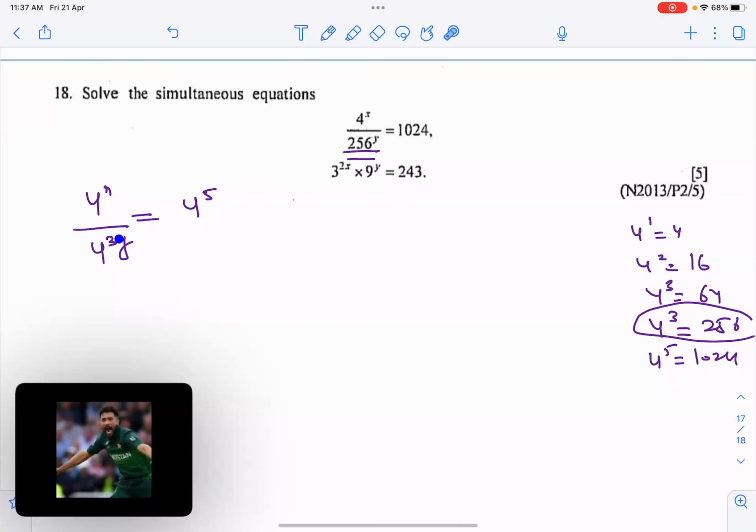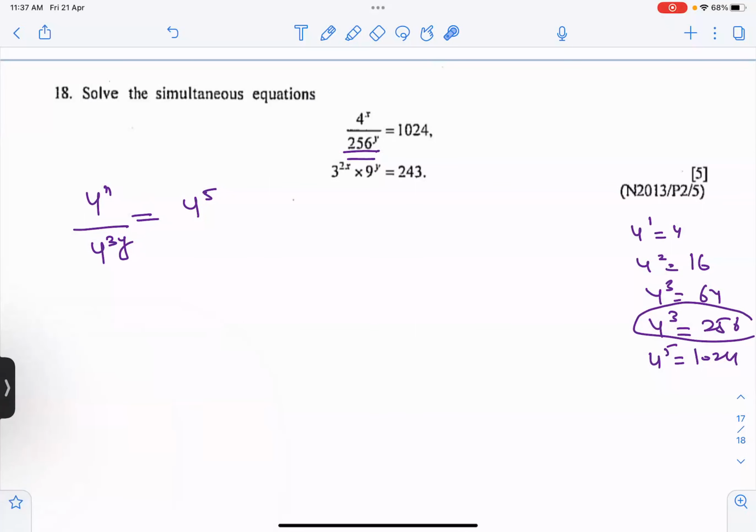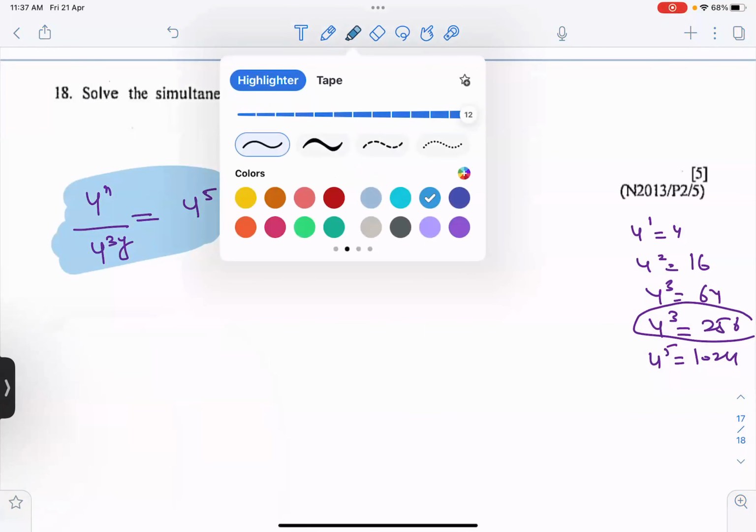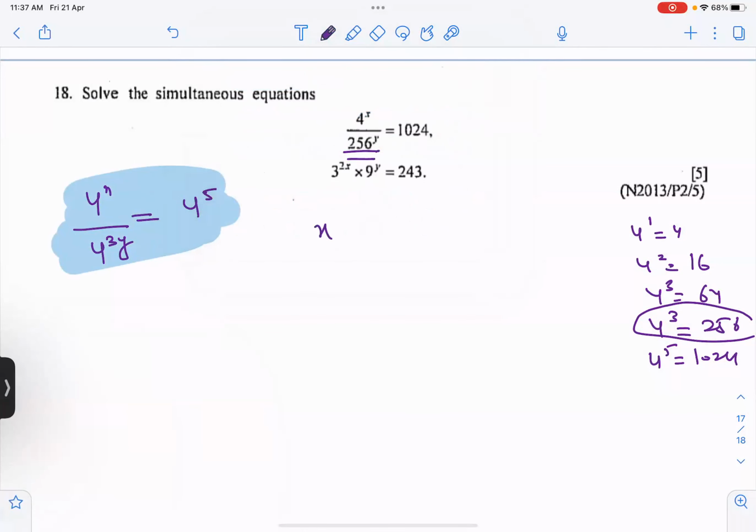Okay. This 3y will go up. Some children make a major mistake after this step. They get rid of all the 4s and write like this. This is a major mistake which will make you go in the wrong direction. Your answer will be incorrect. Don't ever do this. What you do is you collect the powers of 4 in the numerator.